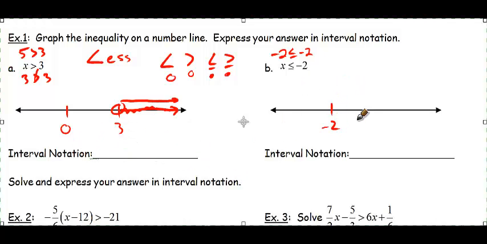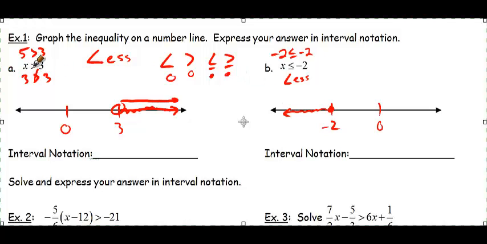So negative 2 is less than 0, so it goes to the left. We have the equal to, so we're going to indicate that with a closed circle, and then we've got to figure out which way we're shading. This is a less than, so the smaller values are on the left, so we're going to shade to the left.